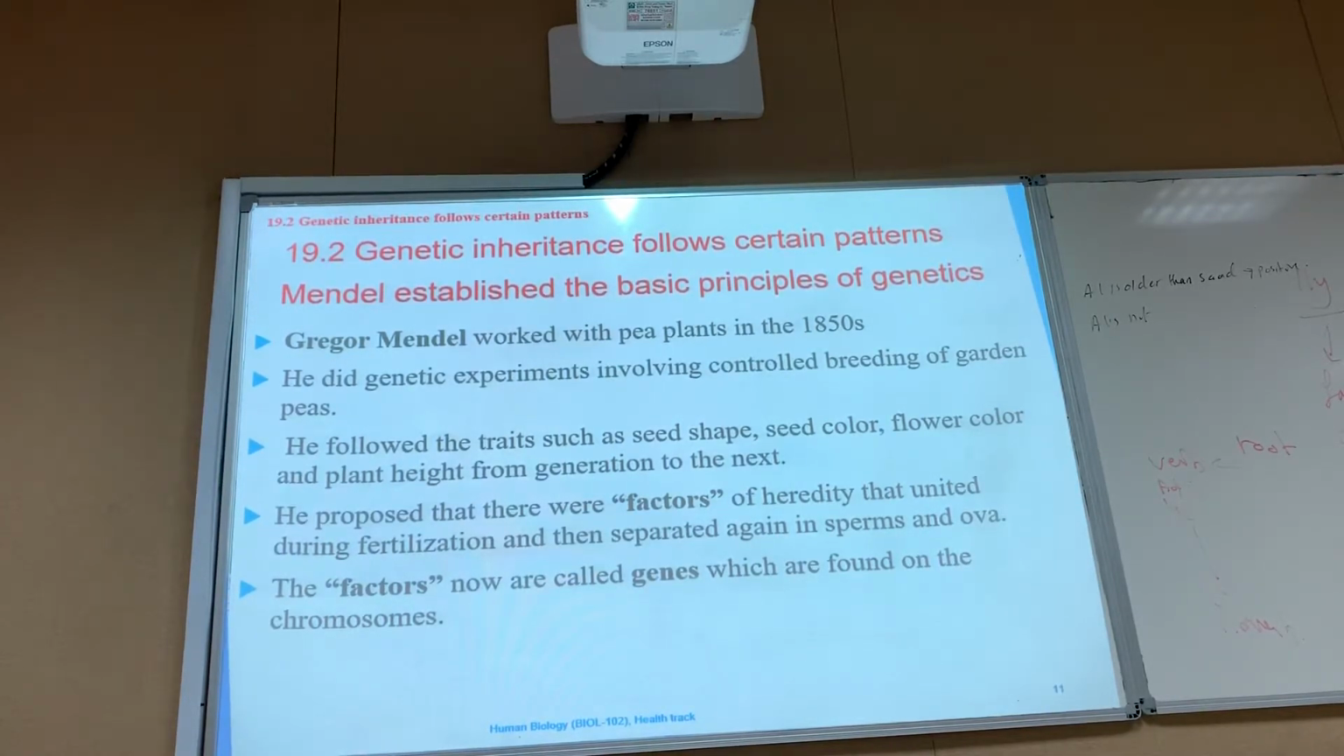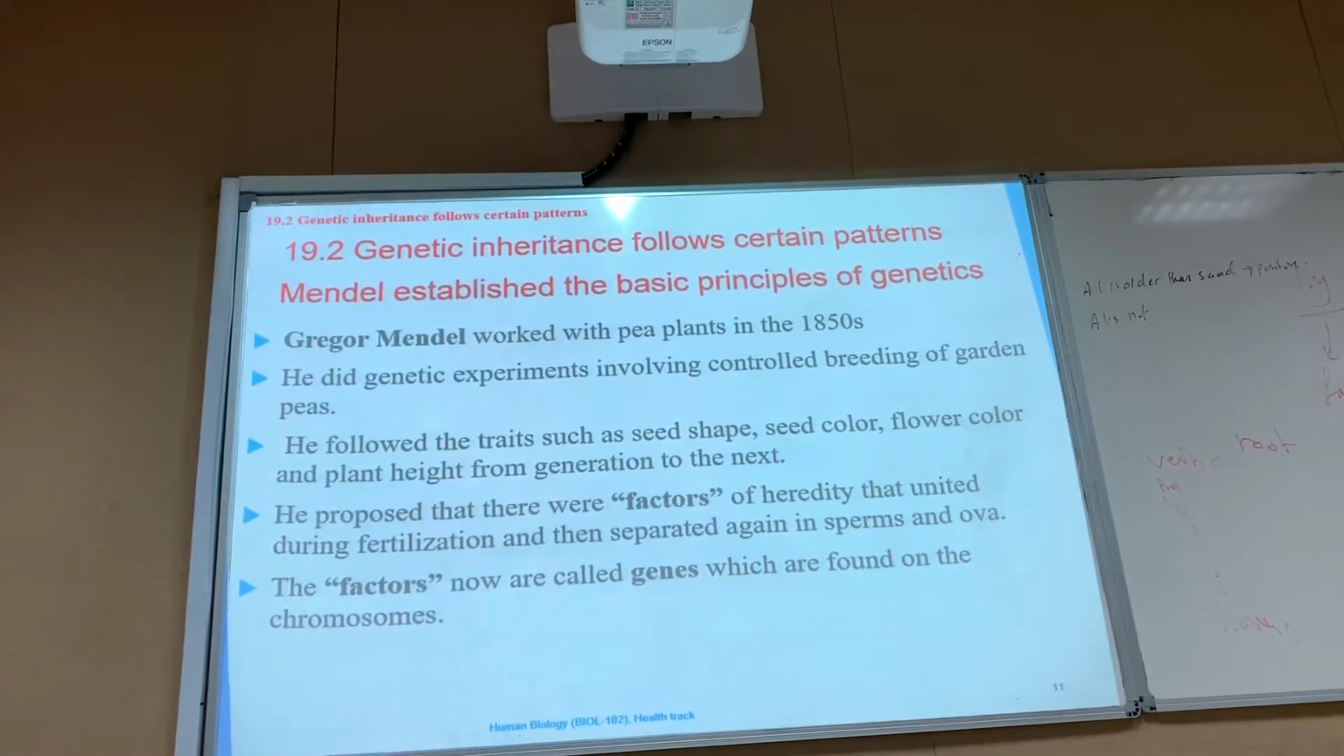In his experiments, he used what we call pure breeds. Pure breeds have the phenotype, but the genotype is homozygous. So a pure breed will have the same alleles. They will not be heterozygous, and that's how he established these experiments, by breeding pure breeds.